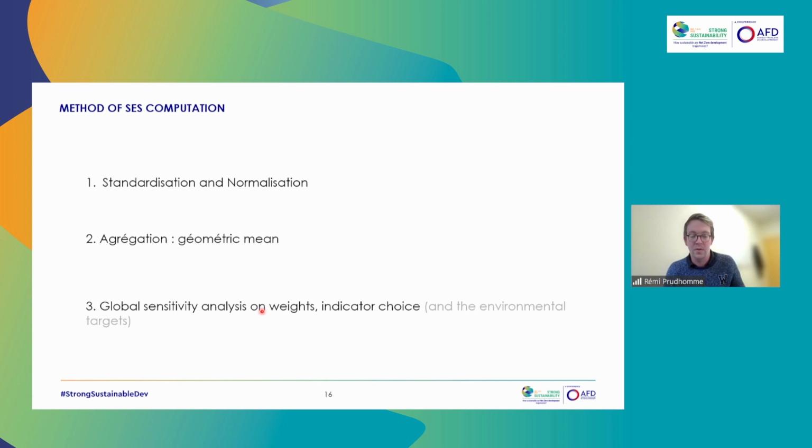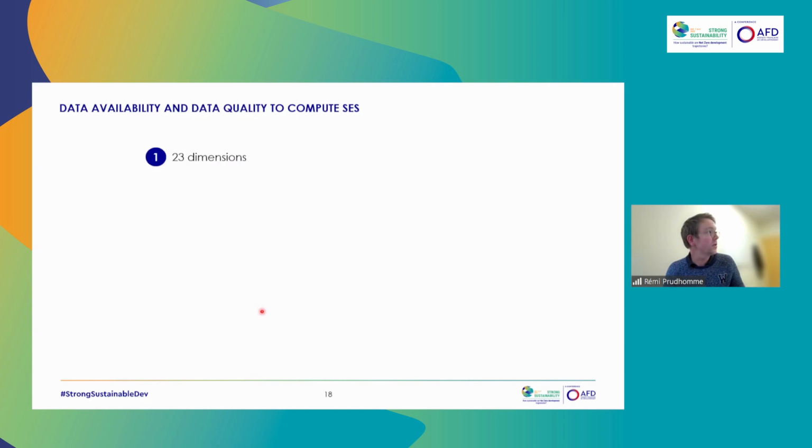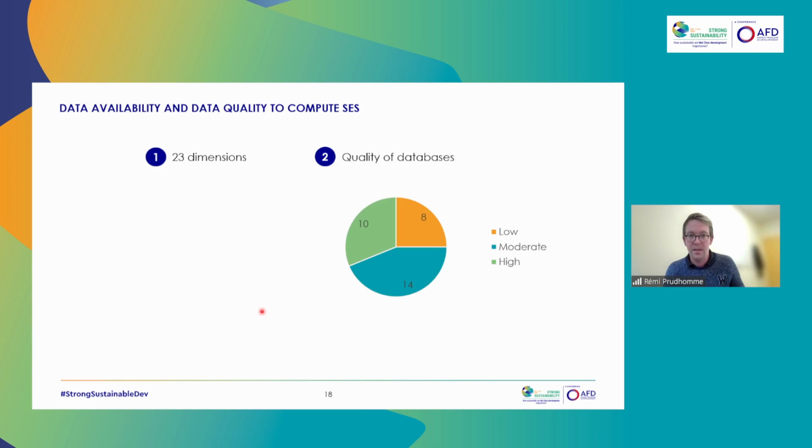So here are some results. We have 23 dimensions, so one more than in the other ESGAP studies. The databases have moderate quality. So you can see that there is an effort to be made if you want to have high quality data. And also here you have 10 dimensions where we didn't find any indicator to inform them, five where we found one indicator, and eight where we have multiple indicators for one dimension of the environment.